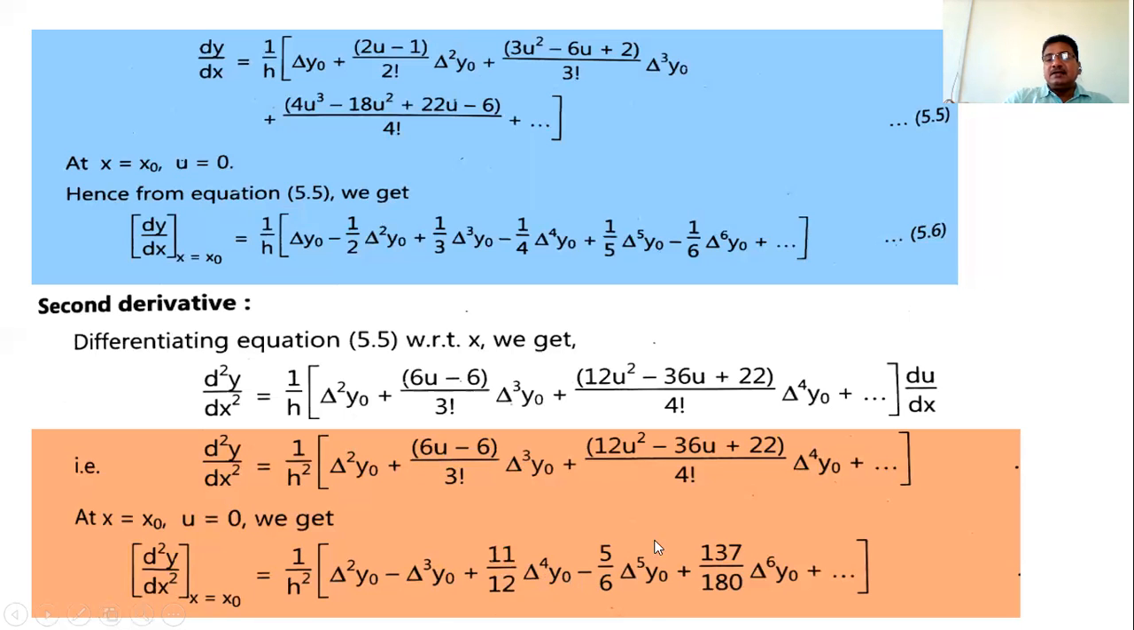In this way, if we find the next terms, then they are: minus 5/6 Δ⁵y₀, 137/180 Δ⁶y₀. And this is the formula for the second order derivative at the first point. This is the first order derivative at the first point. This is the second order derivative at the first point. This is the general derivative of first order, and this is the general derivative of second order of the function y.